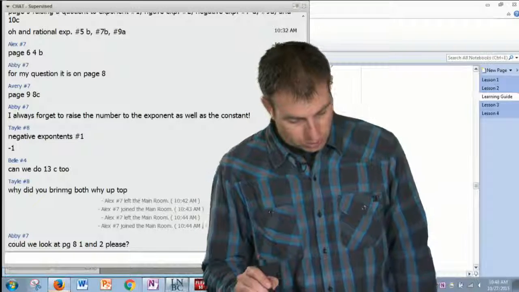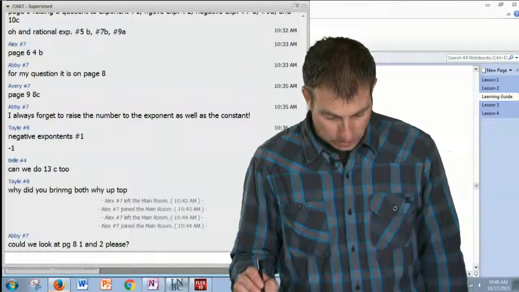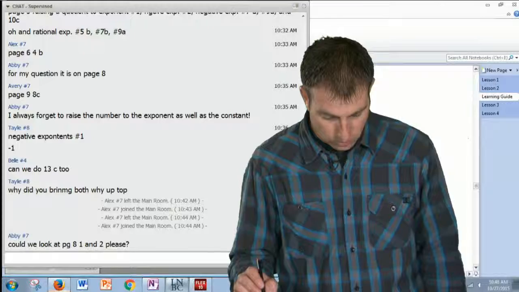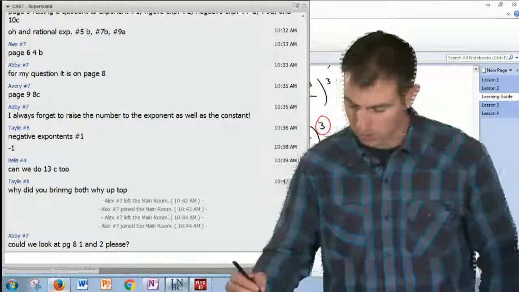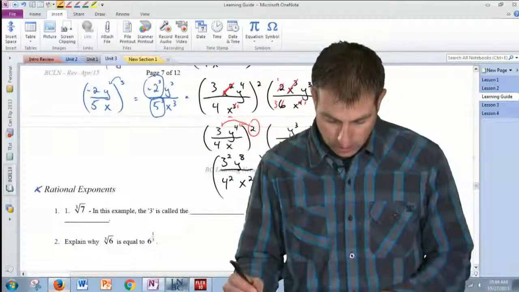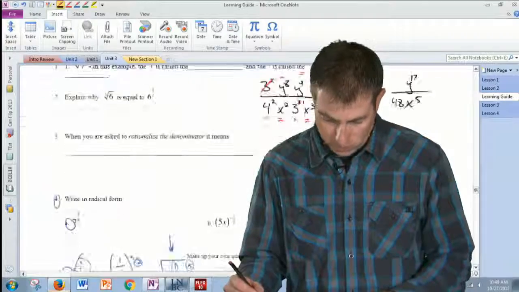All right, so page 8, Abby, you had a question. Page 8, 1 and 2, I assume that's what you asked up above. So let's look at that. Page 8, 1 and 2.